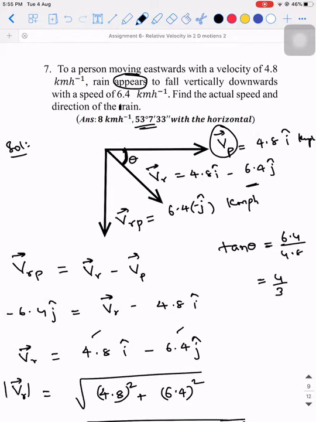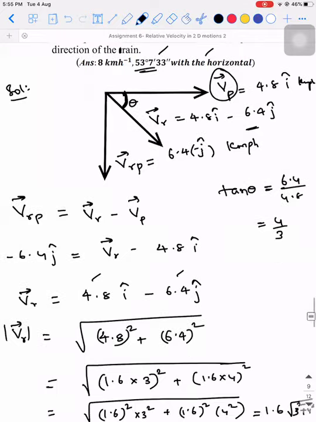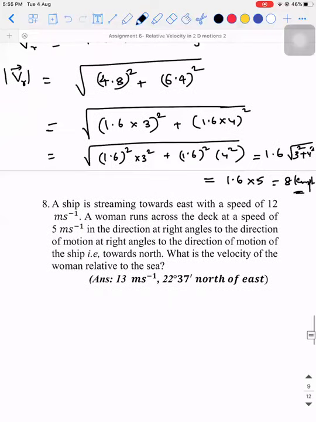53 degrees, 7 minutes and 33 seconds is the exact value. 53 degrees is the approximated value which you can remember. So 53 degrees with the horizontal. Is that clear? Yes, sir. Easy only, right? Yes, sir.